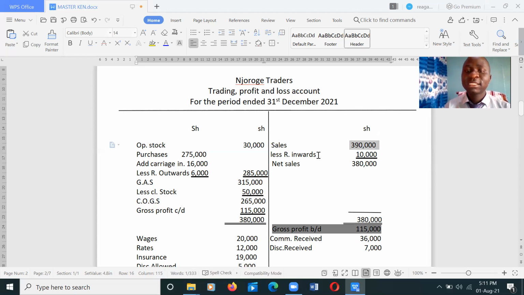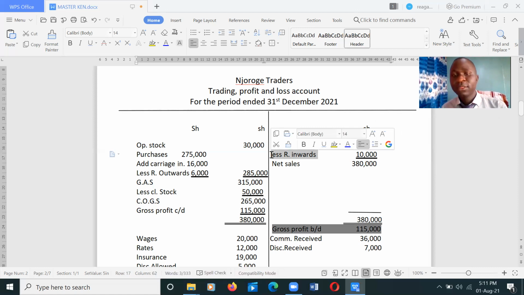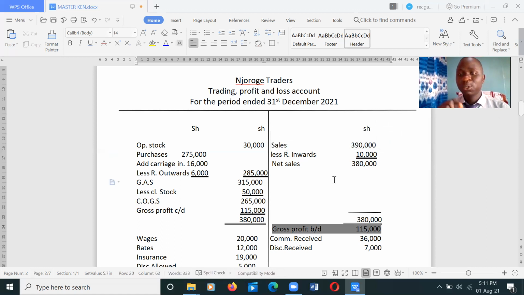And then from these sales we less return inwards. Remember, I said that return inwards are goods that, after being sold, were returned to the business, and therefore they will affect sales. This particular business made sales amounting to 390,000, but then the customer felt that a part of the goods were not the ones he or she needed, and therefore returned them to the business.